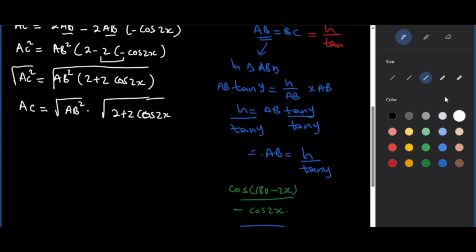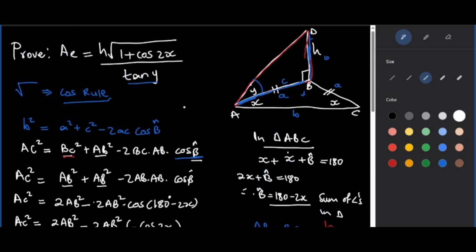Okay? So A is just going to be AB. So now AC is equal to AB squared, the square root cancels. This is just AB multiplied by what? Multiplied by the root of 2 plus 2 cos 2x. So let's go back and see what are we missing here.